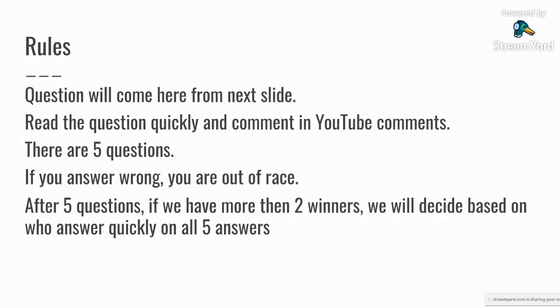There will be 5 questions. If you answer wrong, you are out of the race. So if someone answers the third question wrong, then I request them not to attempt the fourth and fifth questions. That is the rule. If after 5 questions we have more than 2 winners, we'll decide by checking who answered first, and not only on the 5th question but on all the questions. The person who has taken less time to answer will be the winner. Are we good to go?